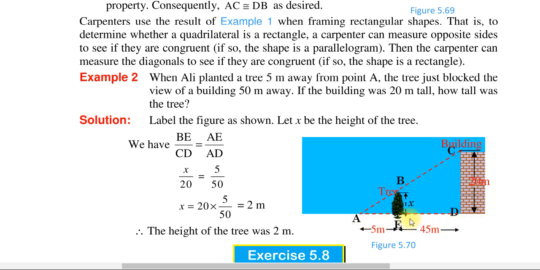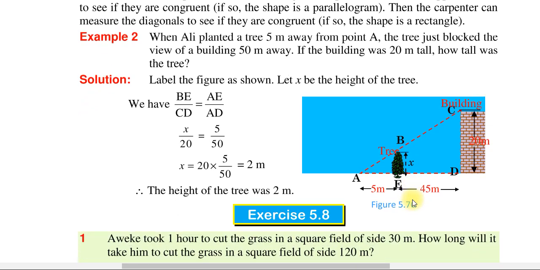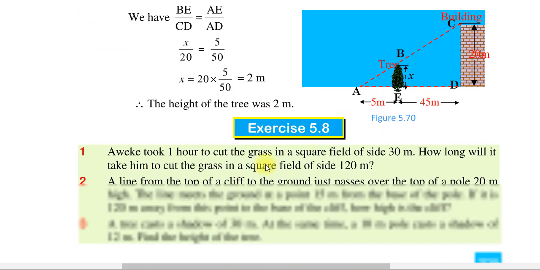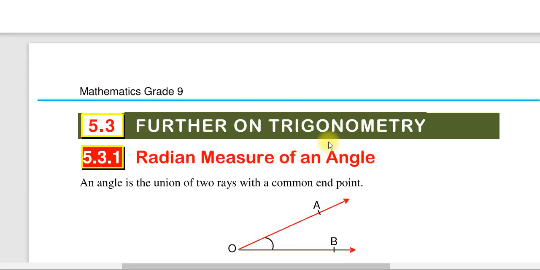The small triangle here is similar to the big triangle, so we solve on that basis. So x over 20 is equal to 5 over 50. Then finally x is equal to 2 meters. So the height of the tree is 2 meters. The next topic is further on trigonometry.